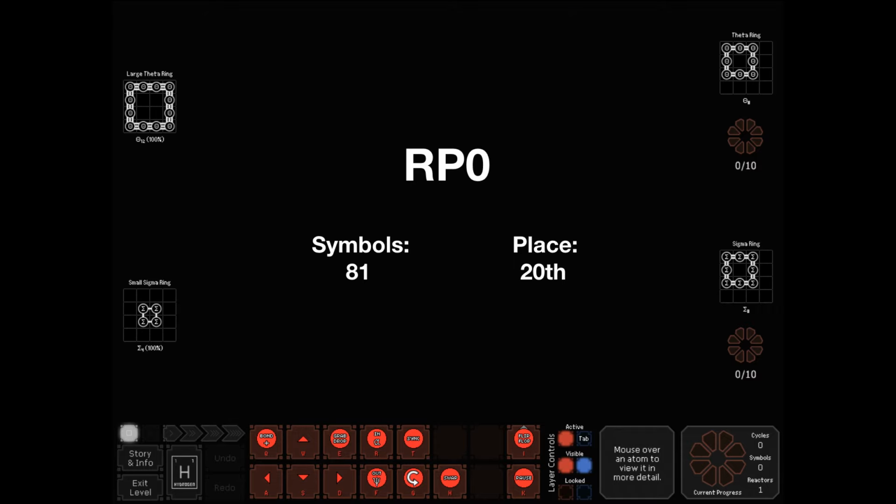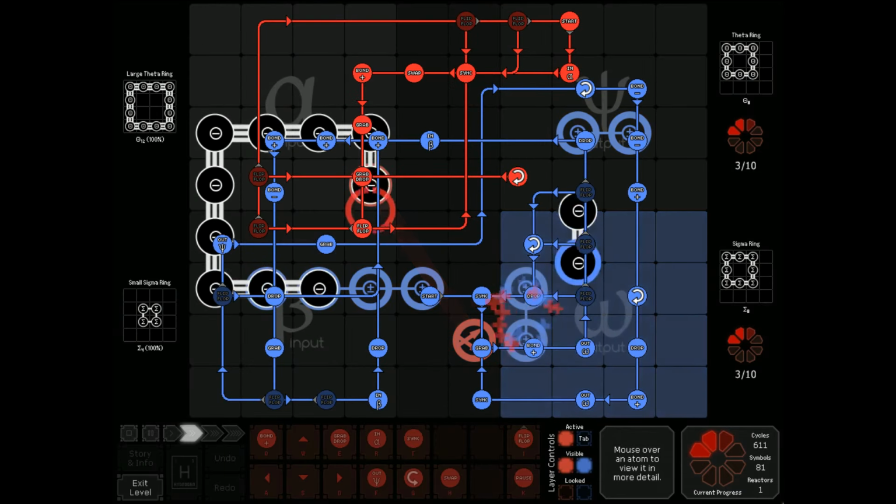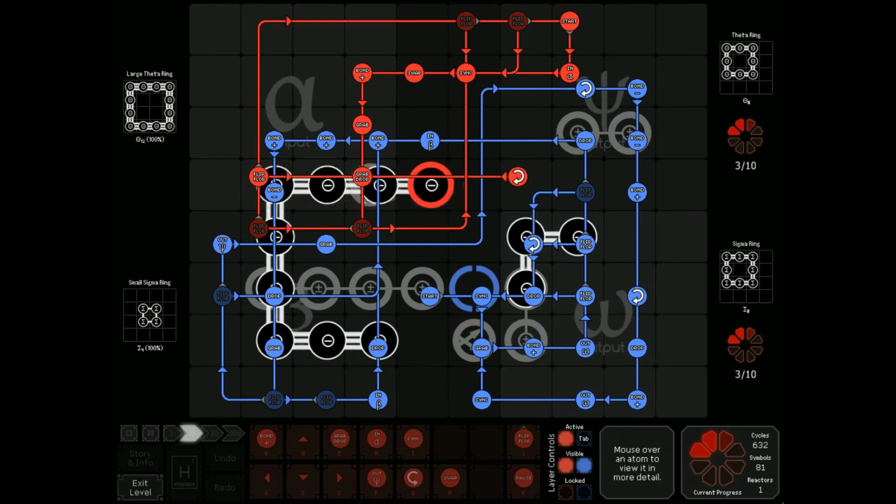RP0 also produces outputs at the same rate, and has the only solution which produces both shapes of the output rings.